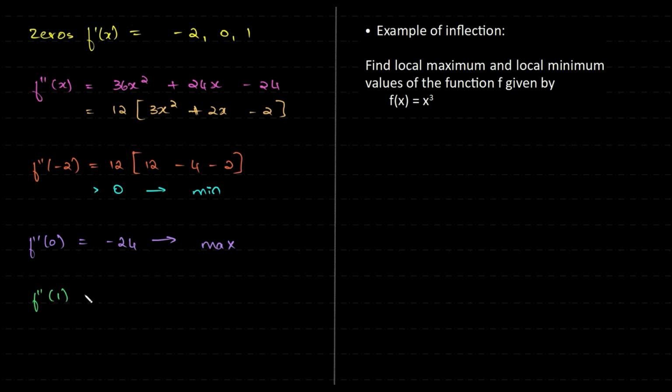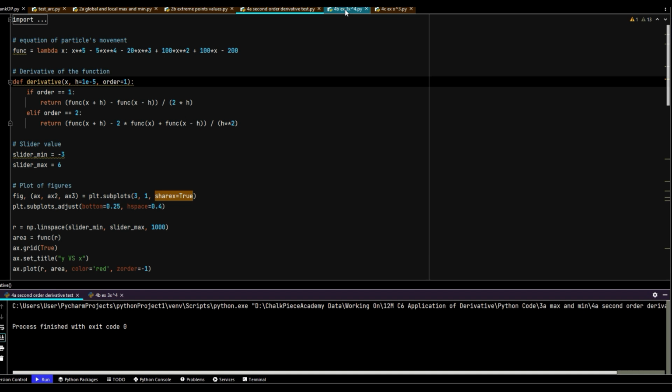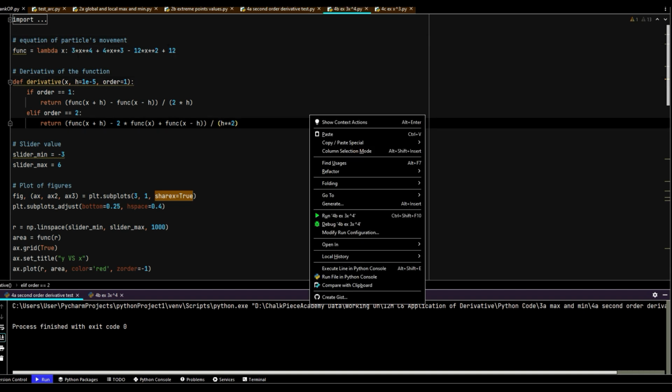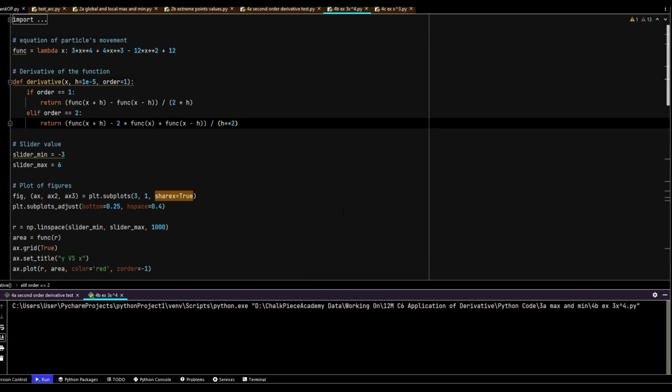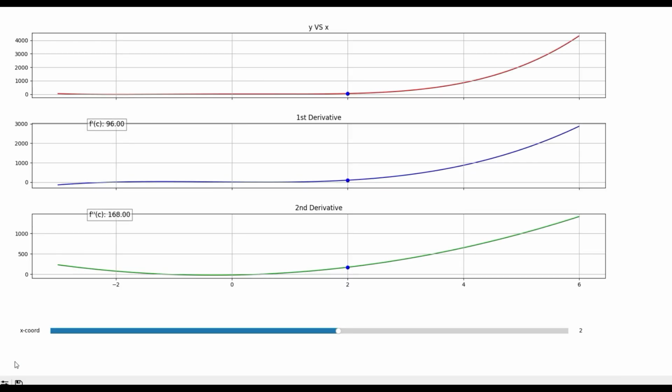F double prime of 1, that would be, so this would be 3, 5, or this 2 will get cancelled, 36, a positive number indicating it is minimum, right? So let's verify this, not with this graph, with this graph. Same expression, can you see that? And we have the same thing, right? Let me zoom in, it will be a lot simpler.